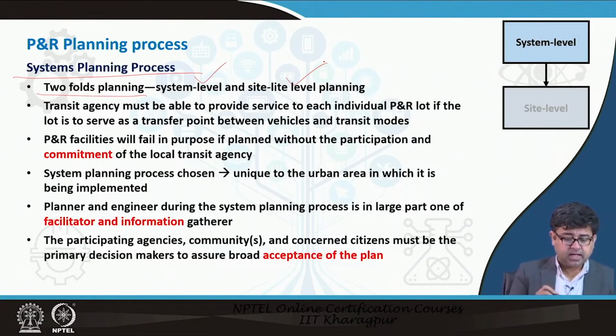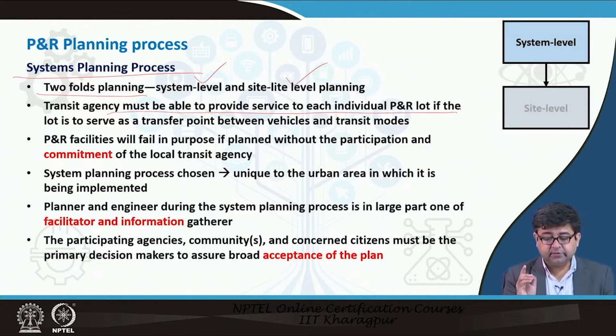For example, transit agencies must be able to provide services to each individual park and ride lot if the lot is to serve as a transfer point between vehicles and transit modes. So it cannot be that two of the park and ride lots are well connected to the transit system, whereas three are not well connected. Then the system as a whole does not function very properly.